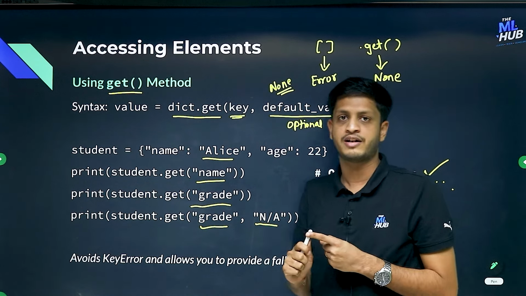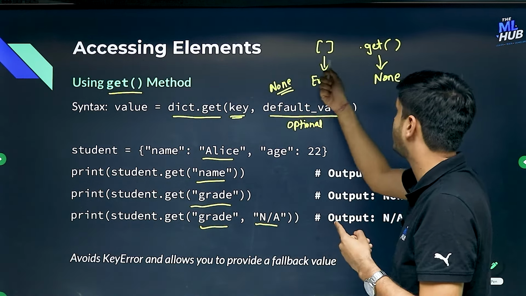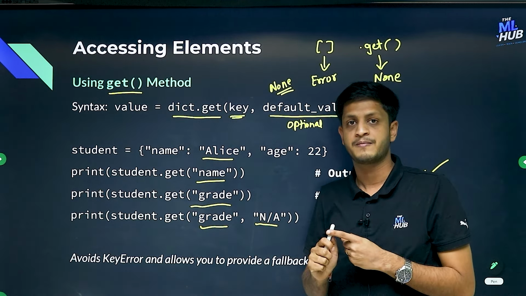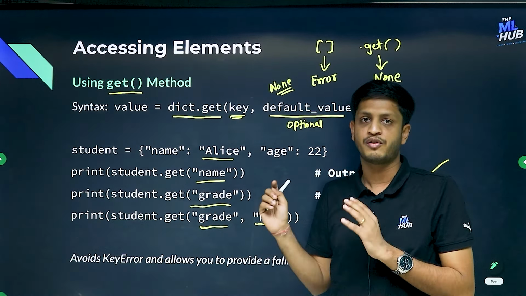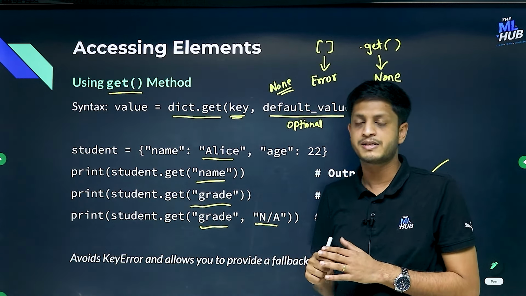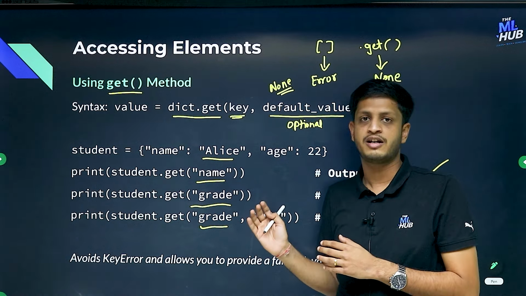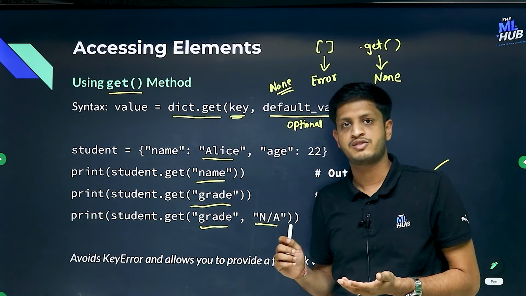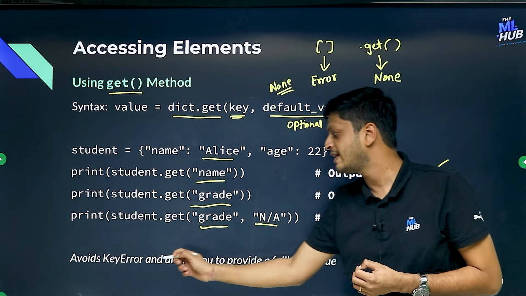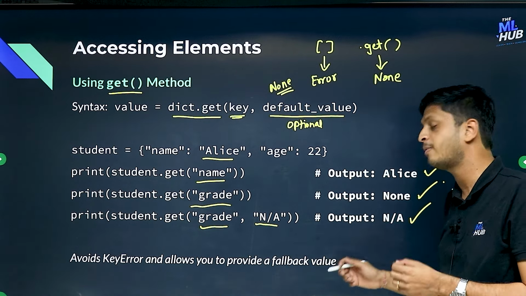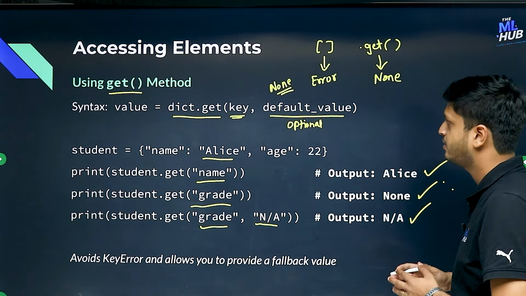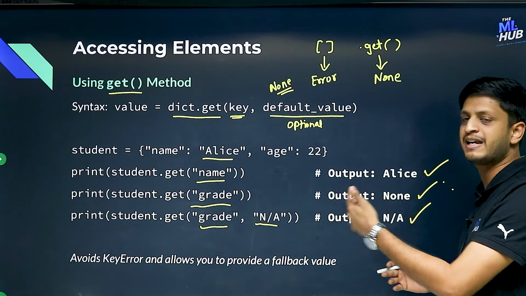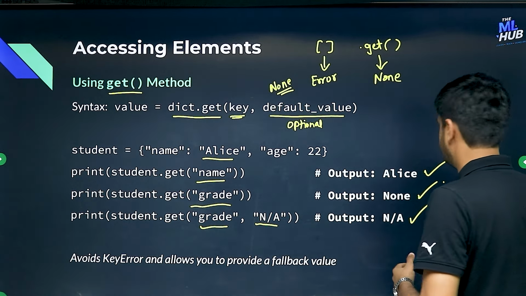It will never give you an error. Using square brackets, you might get an error if the key is not present. But using the get function, you will not get an error. If the default value is there, default value will be given if the key is not present. And if default value is not given, none will be given as the output if the key is not present. So it avoids the key error and allows you to provide a fallback default value as well. Okay, this is what the get method does, and it is also used to access elements inside a dictionary.